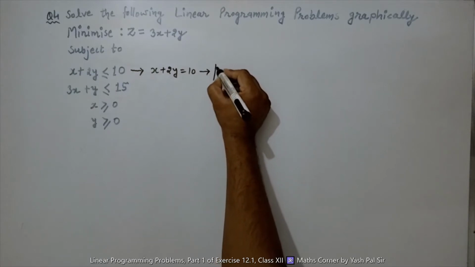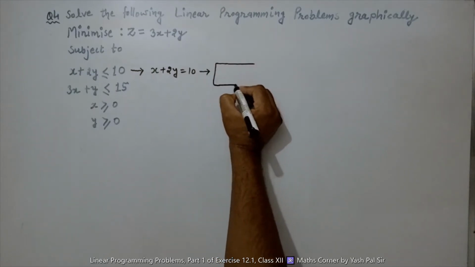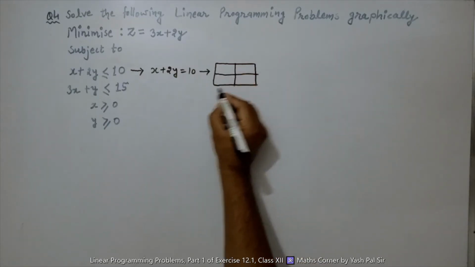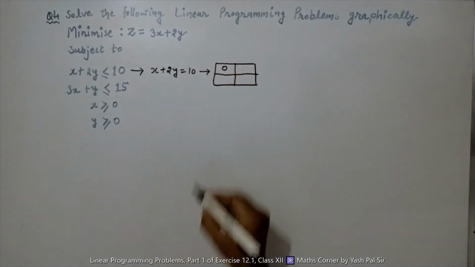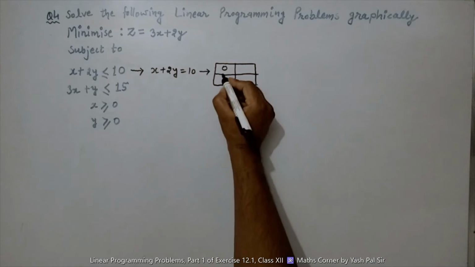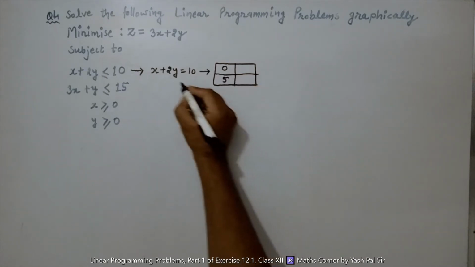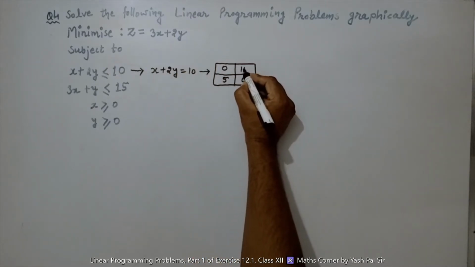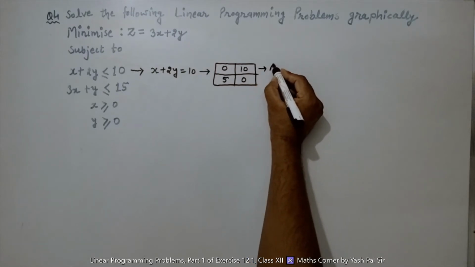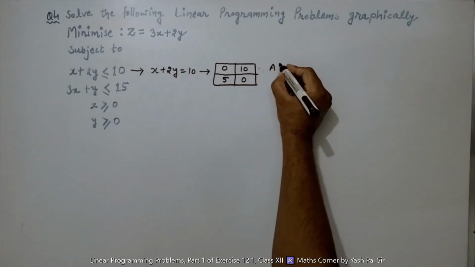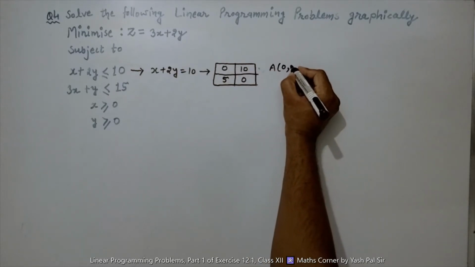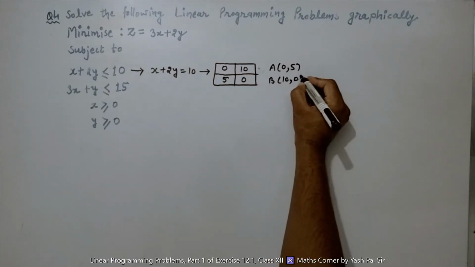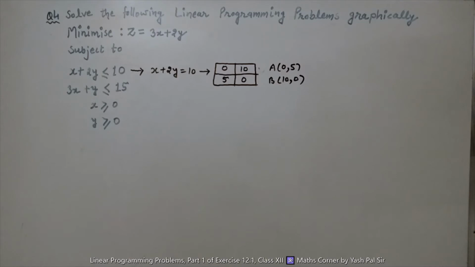Now we convert into the table. If x is equal to 0, then the value of y, 2y is equal to 10, that is y is equal to 5. Similarly, if we take y is equal to 0, then x gives us 10. So from here we have a point. First point A is x is 0, y is 5, and B point is x is 10, y is 0. Right?